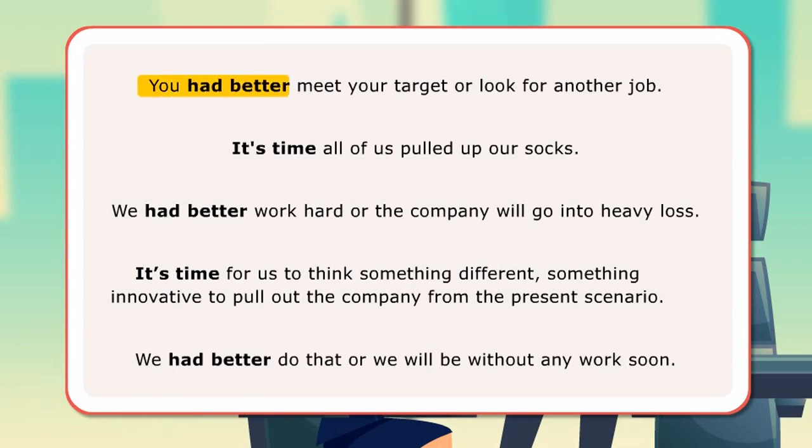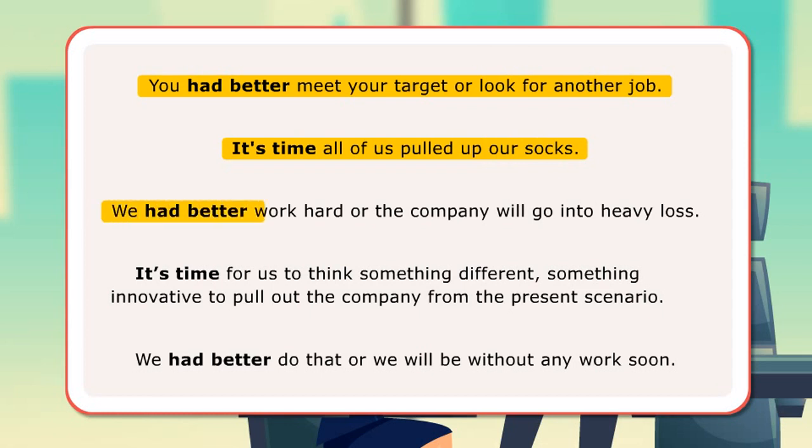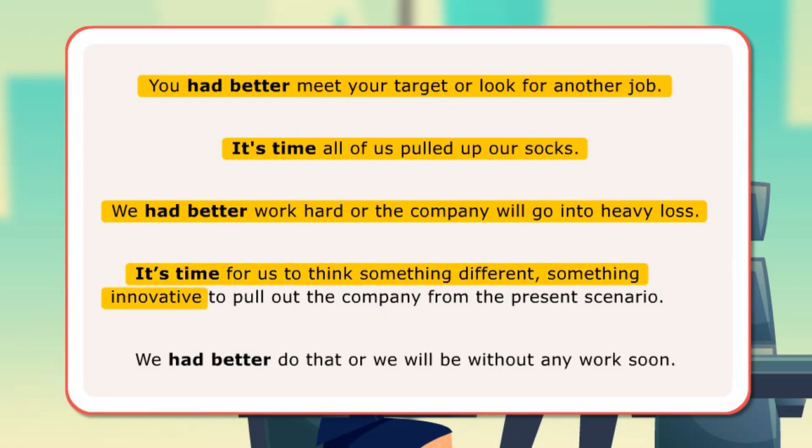You had better meet your target or look for another job. It's time all of us pulled up our socks. We had better work hard or the company will go into heavy loss. It's time for us to think something different, something innovative, to pull out the company from the present scenario. We had better do that or we will be without any work soon.